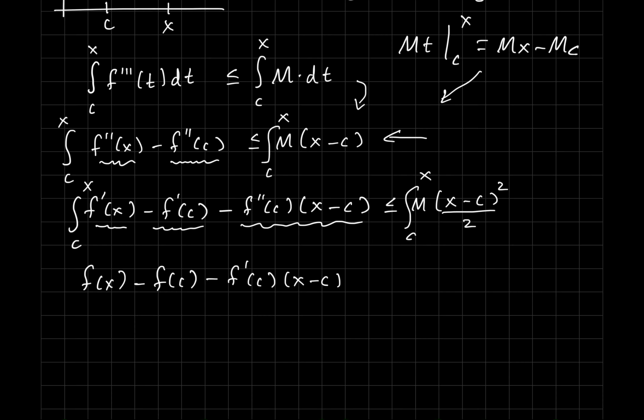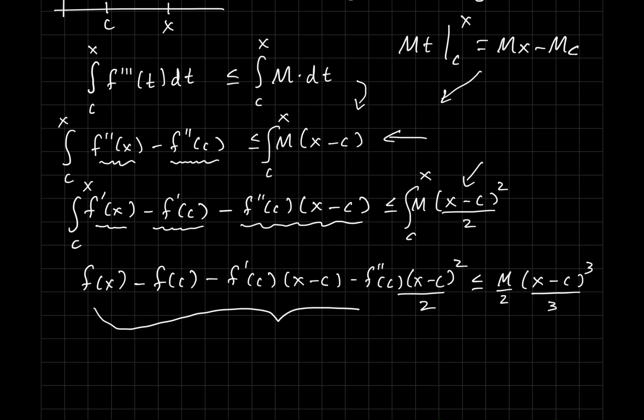Let's do that part. Minus constant rule, f double prime of c, which is a constant, and then a power rule, x minus c squared over 2. Looking at the right side integral, we get the constant rule, m over 2, times power rule, x minus c cubed over 3. But from above, what is this exactly equal to? Well, it equals the error.